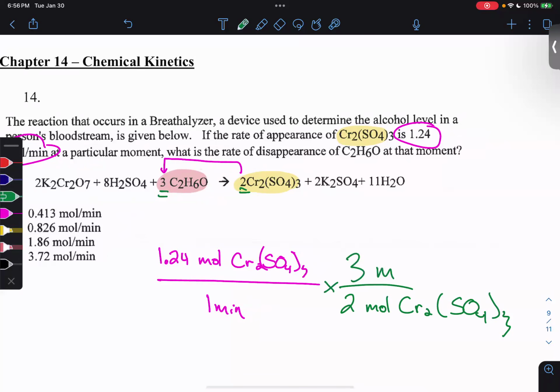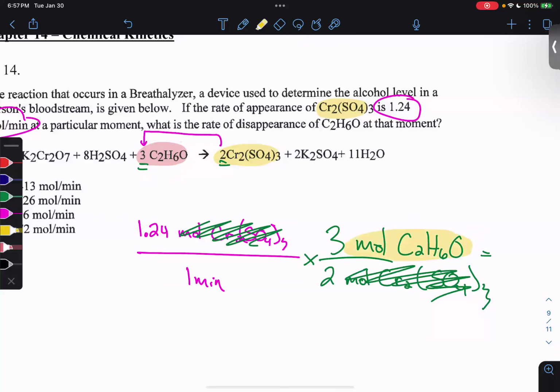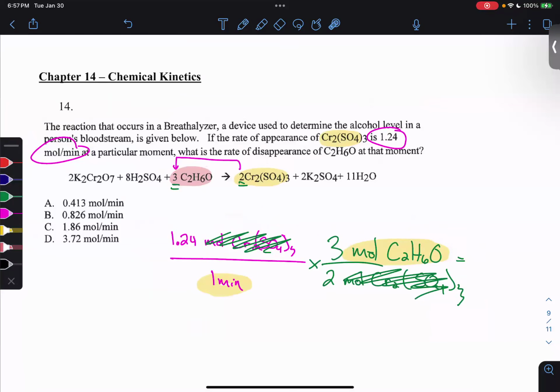3 moles of C2H6O. And so we see this 2 to 3 ratio, but check out how the units cancel, right? Now we're left with a rate of what we want: moles of ethanol per minute. Whatever answer that is. Just take the value that's given times 3/2, because that's what the stoichiometry says.